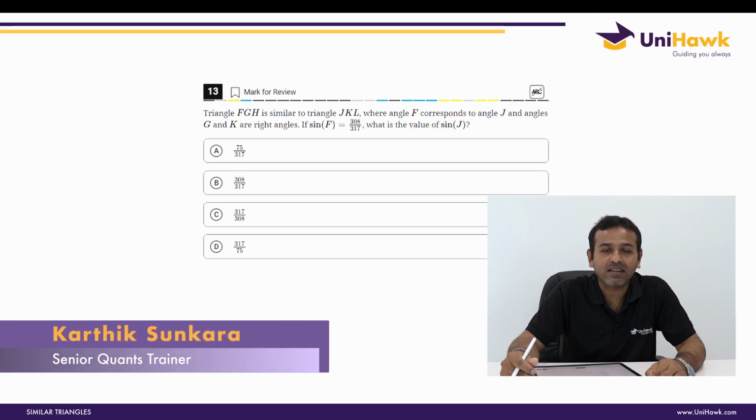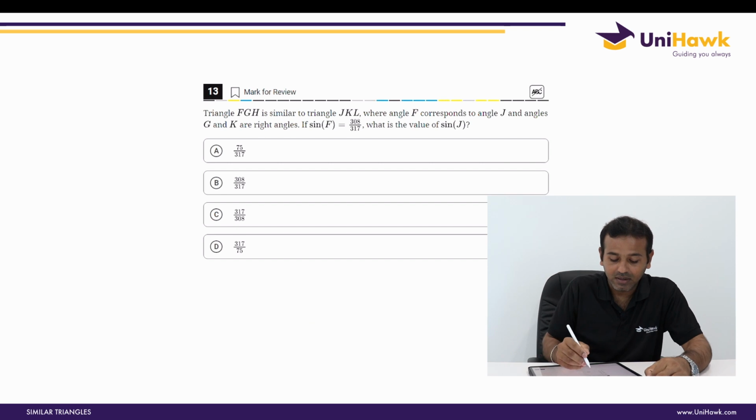Similar triangles on SAT. Take a moment to read the question. Here we have an important word called similar triangles, and here we have two triangles FGH and JKL, and it is given they both are similar.